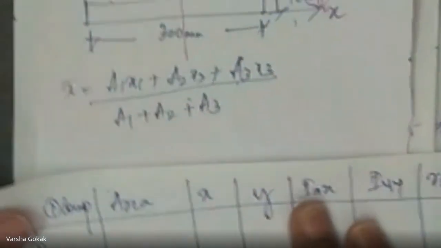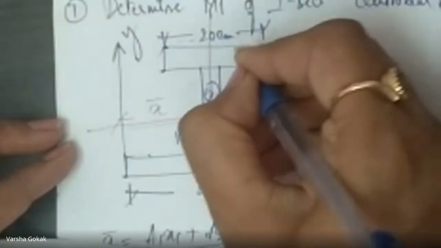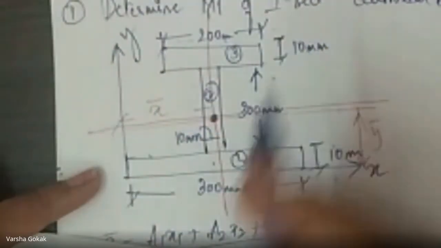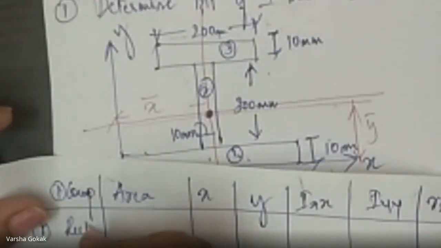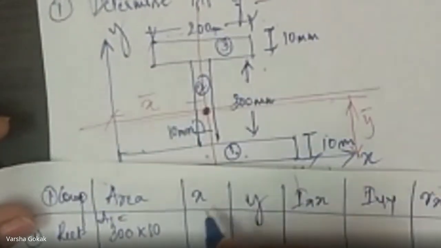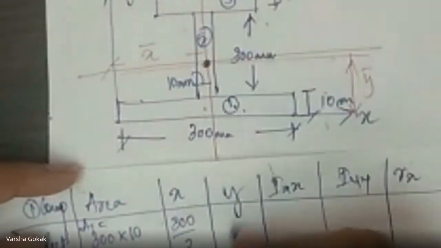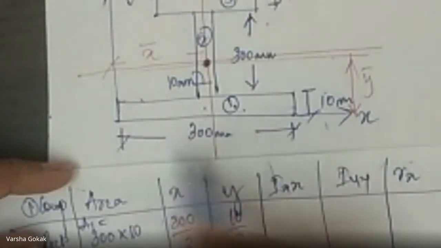So first, what is the first component? We'll name the components. I'll call this 1, I'll call this 2, I'll call this 3. All the three components are rectangles. First component's area is 300 by 10. So component 1 is a rectangle. Area is 300 by 10. This is A1. X is going to be what? 300 divided by 2. And Y is going to be 10 divided by 2. They are touching the X and Y axis. So directly 300 by 2 and 10 by 2.